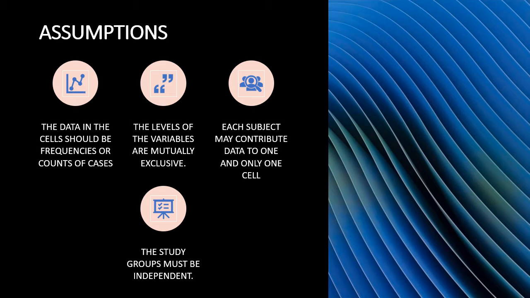And the last assumption is that the study groups must be independent. This means that a different test must be used if the two groups are related. For example, a different test must be used if the researcher's data consist of paired samples, such as studies in which a patient is paired with his or her child.